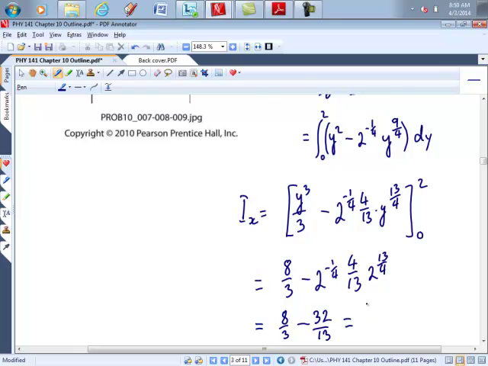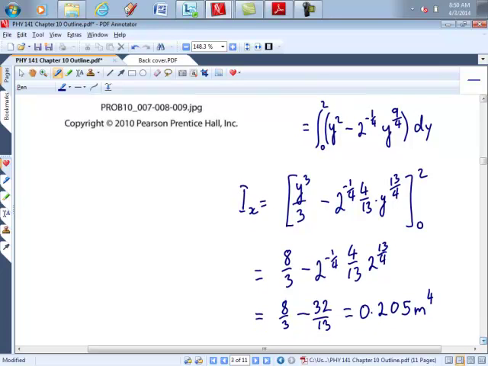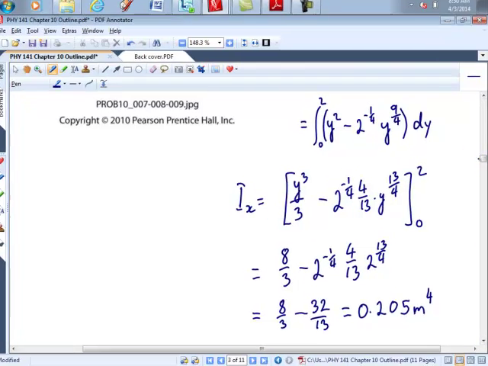0.205, or 8 over 39. What are the units? Meters to the 4th. Area moments of inertia, or second area moments, are always going to be length units to the power 4. Okay, so 0.205 meters to the 4th. And that wasn't really that difficult, even though we had the rational exponents.